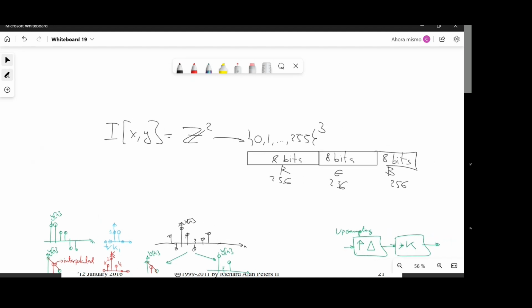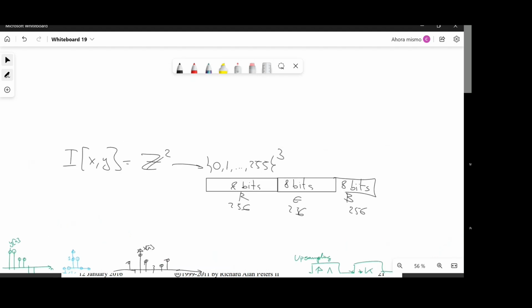And how many different colors can I represent with this? What is the size of this set? How many elements do we have in this set? These bars are the size of the set. So we have 256 values. 256 is 2 to the 8, and because I can have any possible combination of them, it will be cubed. So this is 2 to the 24, and this is 2 to the 4 times 2 to the 20. This is approximately a million. So 2 to the 4 is 16, so about 16 million, more or less.